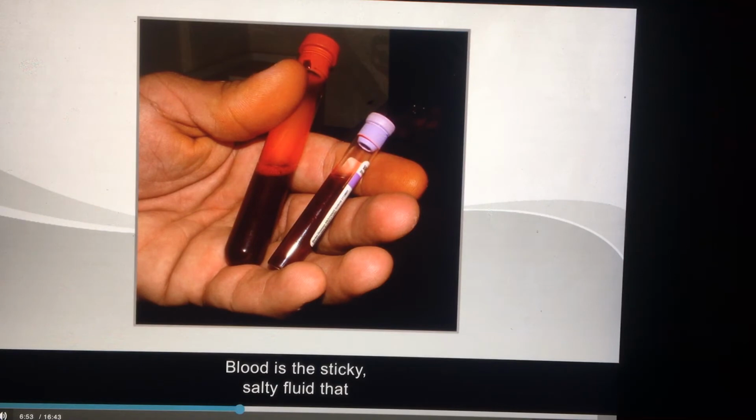Blood is the sticky, salty fluid that circulates through the body, bringing nourishment and oxygen to all body parts while sending toxins and waste to the liver and kidneys. Blood is made up of red and white corpuscles, platelets, and plasma, which are referred to as blood cells.